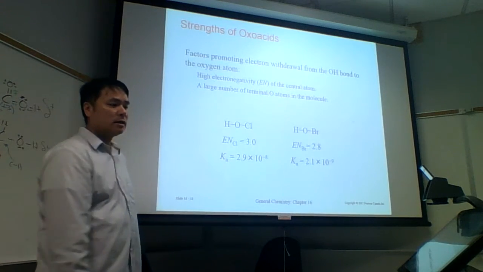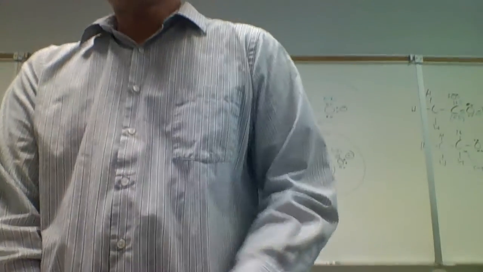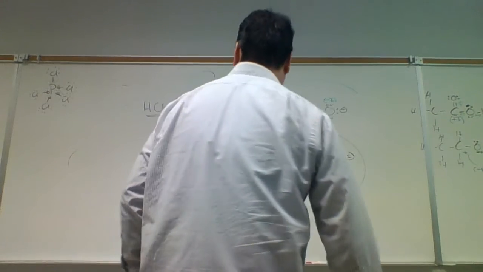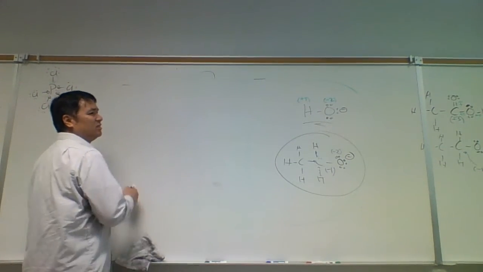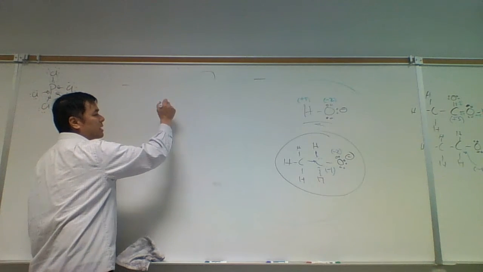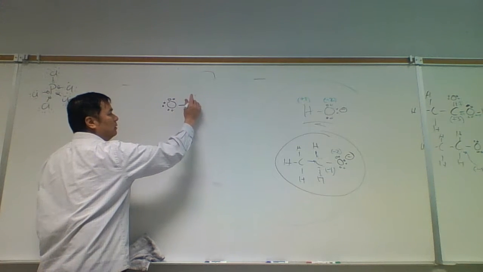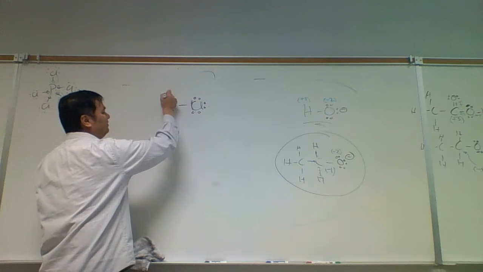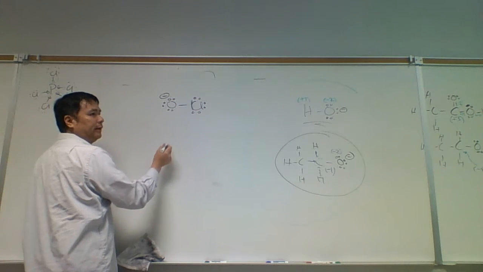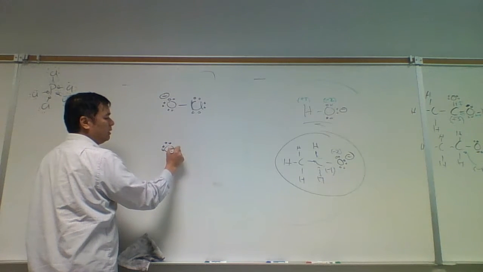Okay, now that was just polarity, but we should also look at the stability of the conjugate base and the stability in water. And so let's look at the 2 conjugate bases. If hypochlorous acid loses its proton, we form the hypochlorite ion, which is this. And the hypobromite ion for HOBr.